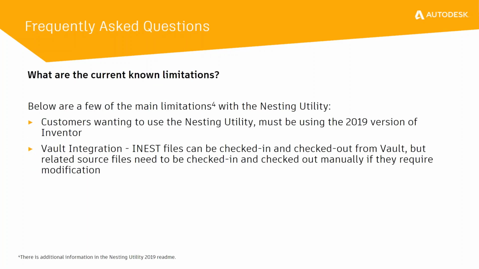And, in terms of current limitations, the current limitation is that it must be using the 2019 version of Inventor. So if maybe you're still using Inventor Professional 2018 and you want to use the nesting utility, unfortunately, you won't be able to do so until you upgrade to the 2019 release. And when it comes to Vault integration, there are some limitations in terms of the way that you can work with those files. For further information about additional limitations, refer to the nesting utility README file.